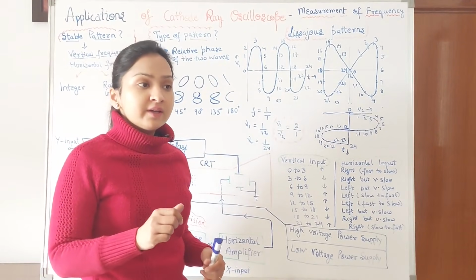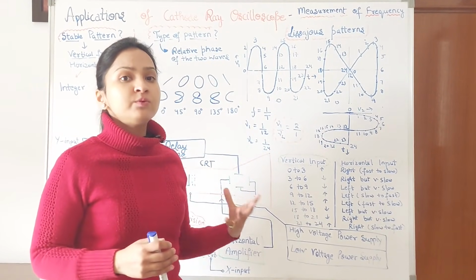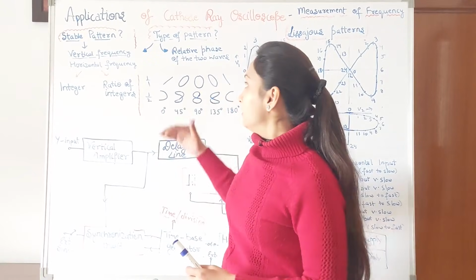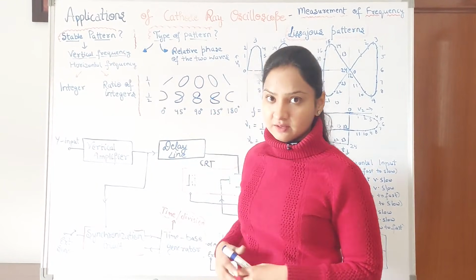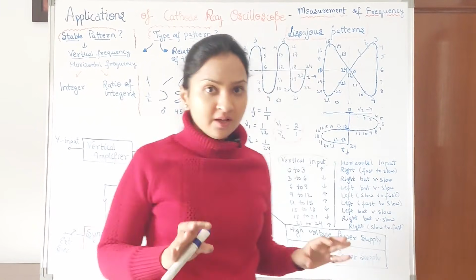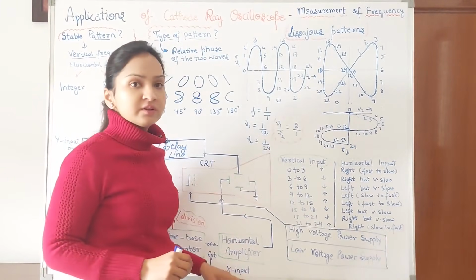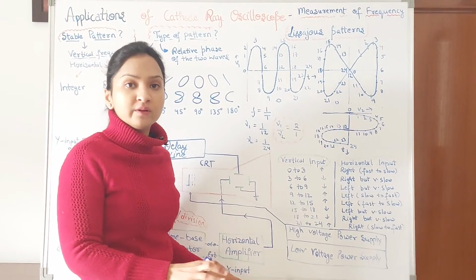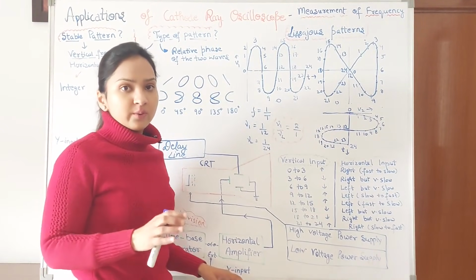So you will be varying that frequency knob up to a point when you start receiving a stable pattern. Once you receive such a pattern, you will notice the frequency corresponding to your x input sine wave. You will notice that frequency.